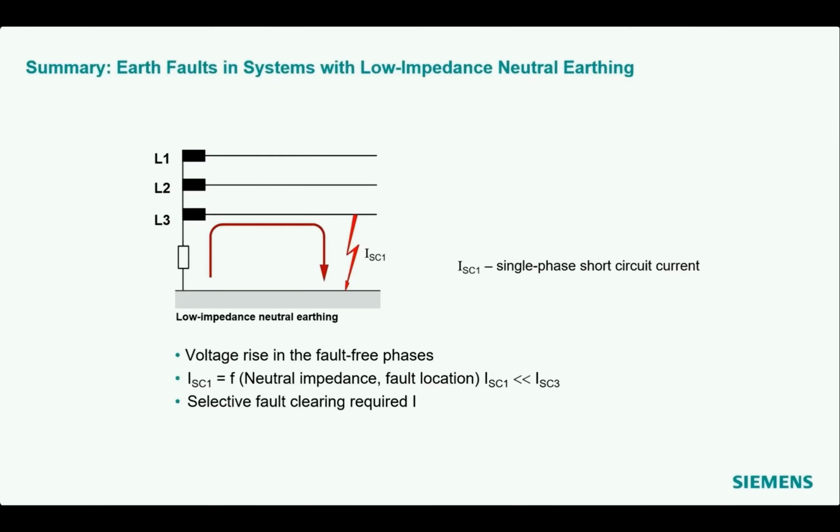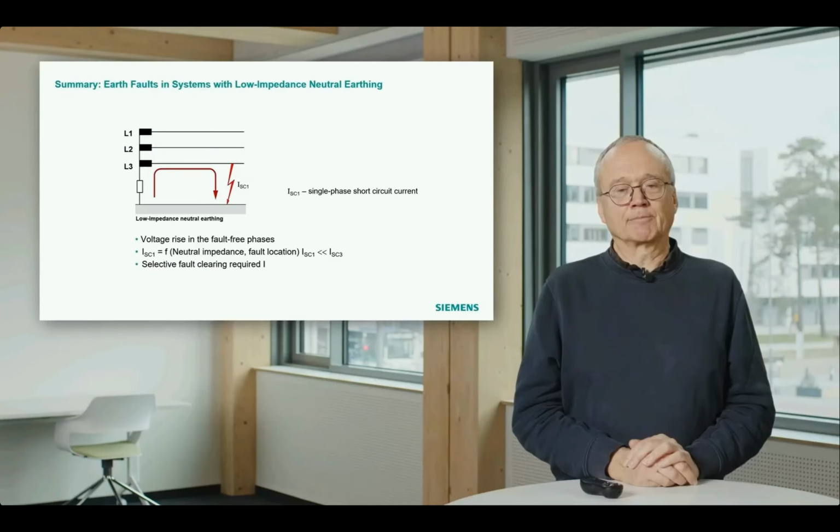You also have a voltage rise in the fault-free phases, which is a bit reduced in comparison to the earth fault compensation, but it's also there. You can influence the current by dimensioning this resistor, and in this case you cannot continue operation with an earth fault. You must do selective clearing.